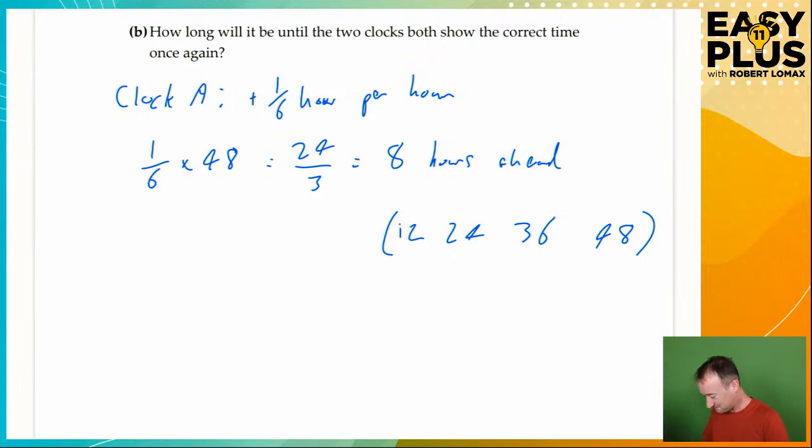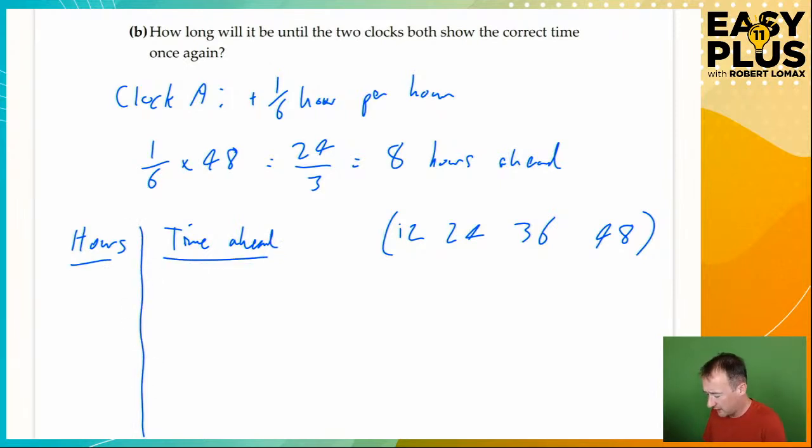So we know that when a clock is 12 hours fast, it's showing the correct time again. And we know when it's 24 hours fast, it's showing the correct time again, and so on. That's all I'm trying to illustrate here. So after 48 hours, I'll put a little table here: hours, time ahead. I'm not bothering about clock B here, because after any multiple of 48 hours, we know they're showing the same time.